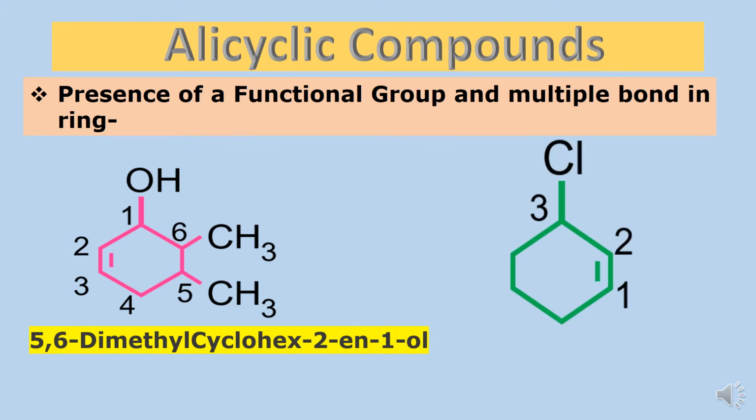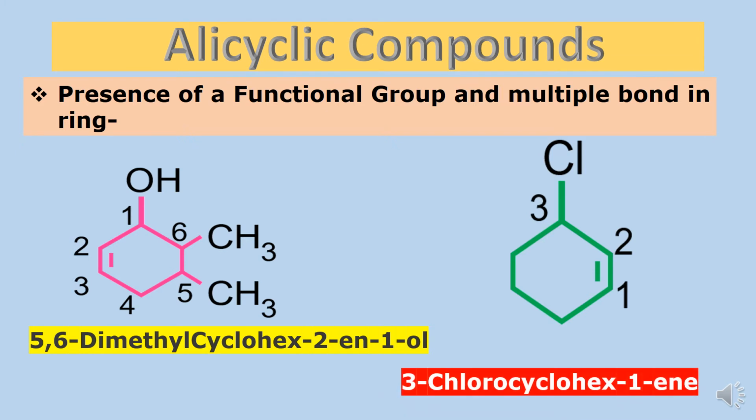But in case the functional group is considered as a substituent, like chloro, nitro, ethoxy, alkoxy, in that case the preference will be given to the multiple bond, and the name of the next compound will be 3-chloro-cyclohex-1-ene. Here preference will be given to the double bond.